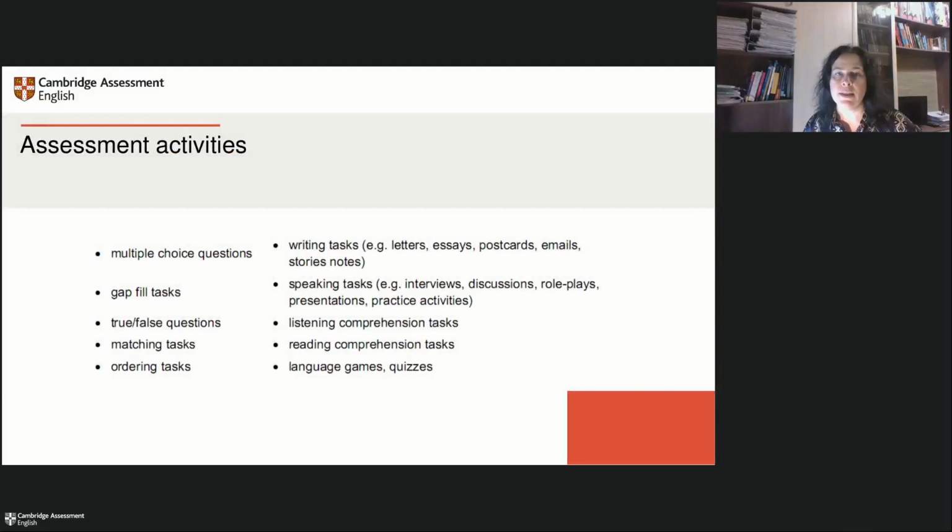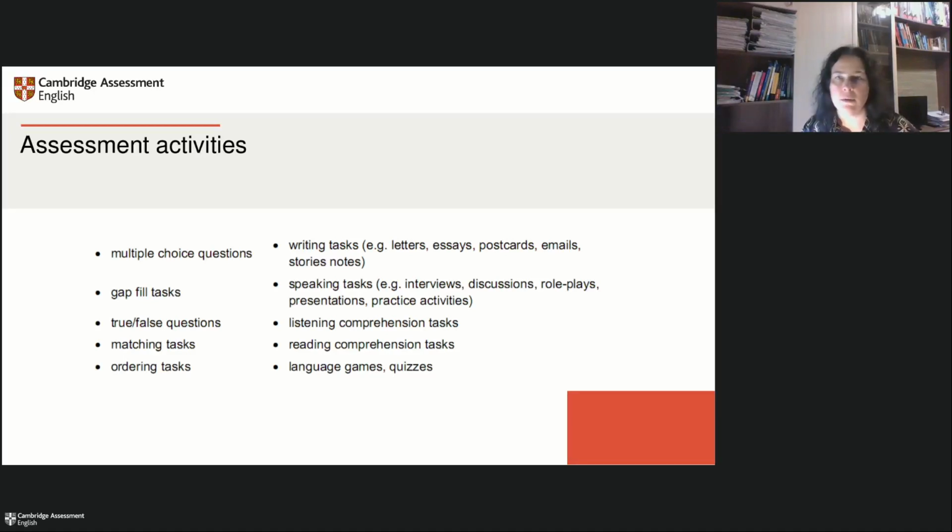So here you can see a list of different activities that we can consider using for assessing our learners. Obviously, this is not a complete list of activities. You can add something else, but those are the most frequent activities that are highlighted in different sample papers in TKT. And games are also there. You can see language games of different kinds. Very good, okay.